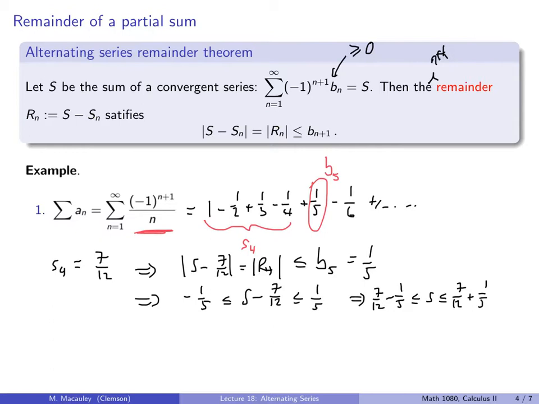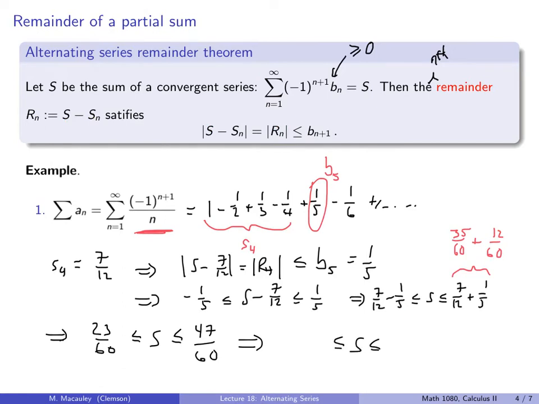So let's see what this is. That is 35/60ths plus 12/60ths, right? And of course the left-hand side is 35/60ths minus 12/60ths. So this tells us that 23/60ths is less than or equal to S, is less than or equal to 47/60ths.